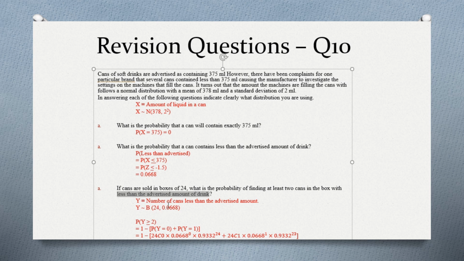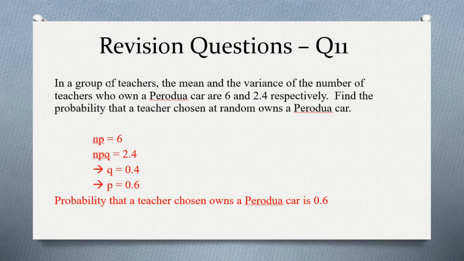0.0668. Alright, so your p will be 0.0668. Where is this coming from? Less than the advertised amount. This is less than the advertised amount. 0.0668, this is where it's coming from. So at least 2, more equals to 2, right? So you got to use binomial distribution to solve this. 1 minus 0 and 1 will give you the answer. Alright, so basically that's how you do it.